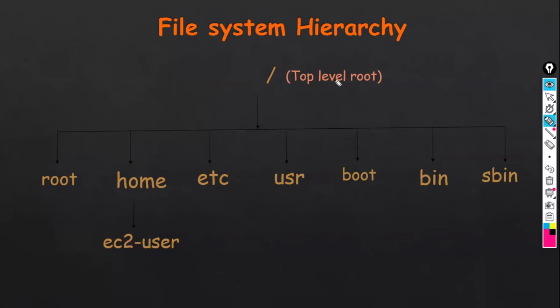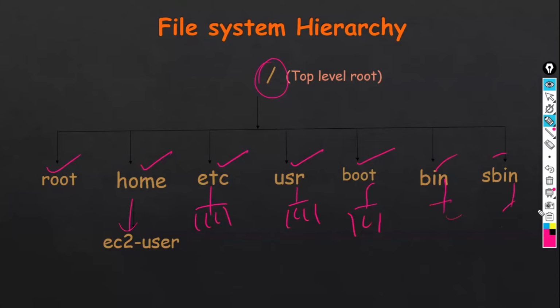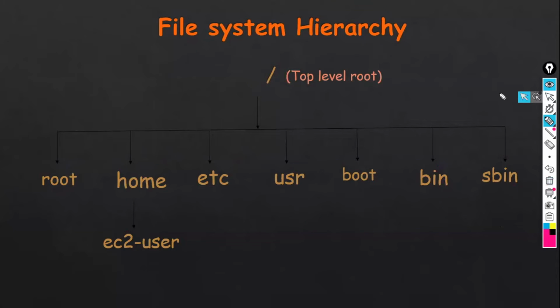Here in this hierarchy, everything starts at the top level root. This top level root again has subdirectories like the root directory, home directory, etc directory, USR directory, boot, bin, sbin. Home has user directories, etc also has many things, and USR also has plenty of things. You need to understand mainly two things: what is the root directory, and what is the home directory. Even if you don't understand the rest, no worries. But just try to understand what is root and what is home.